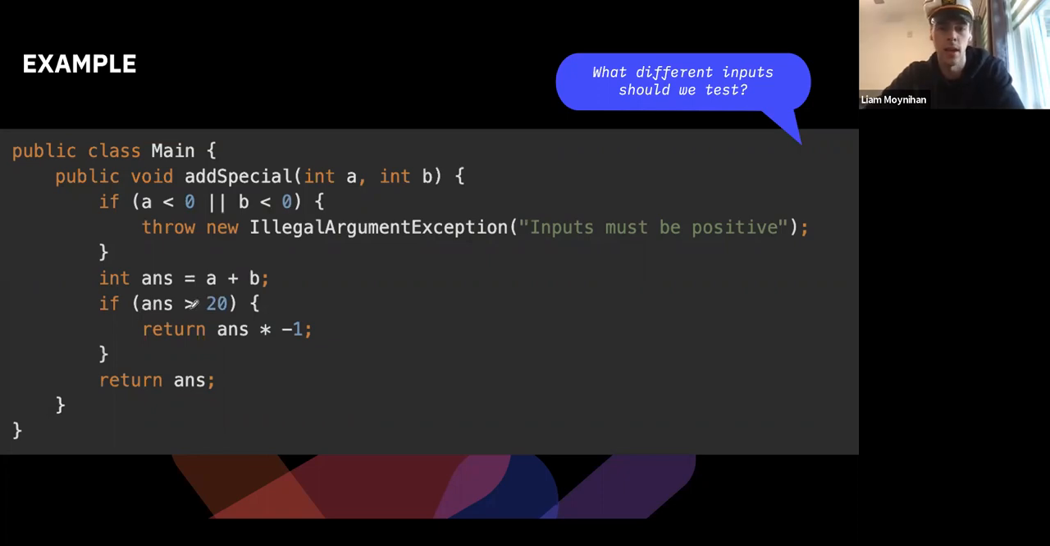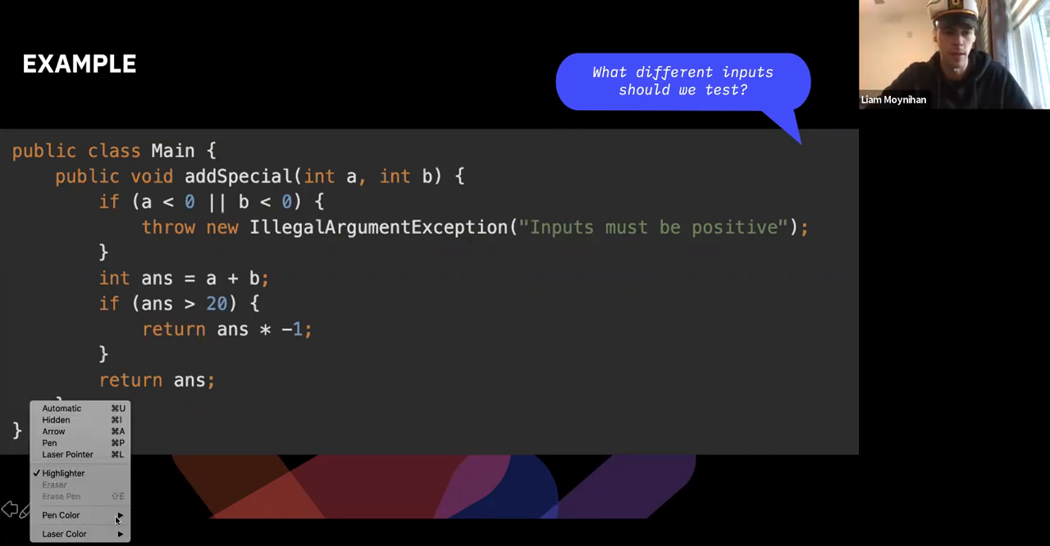And then we're going to say if the answer, if A plus B is greater than 20, then we're going to multiply it by negative 1 and make it negative. So it's a little bit of a contrived method, but if this was the method that we were given and our task is to write unit tests for it, what are some different inputs that we would want to test? You guys can answer in the chat.